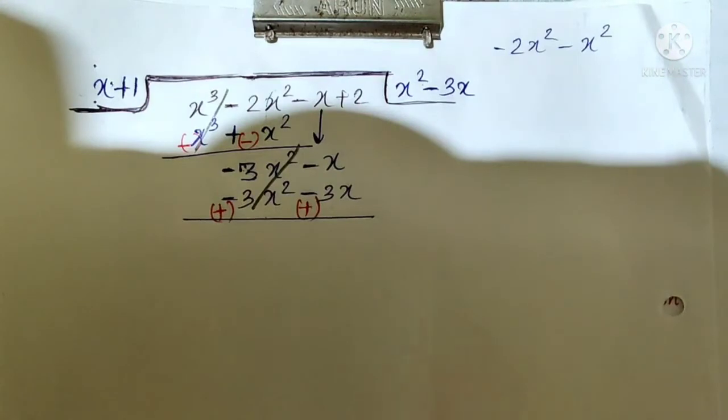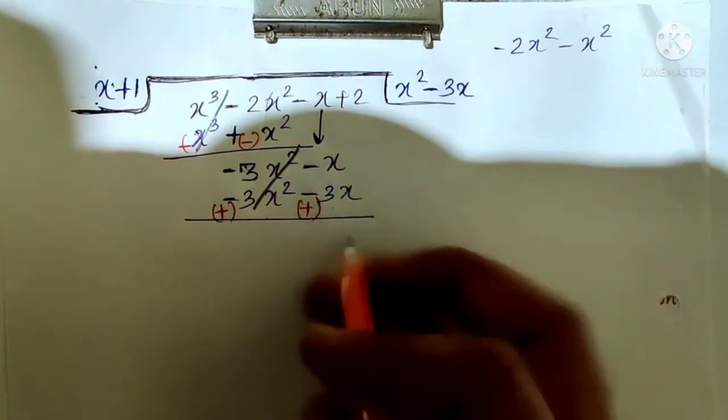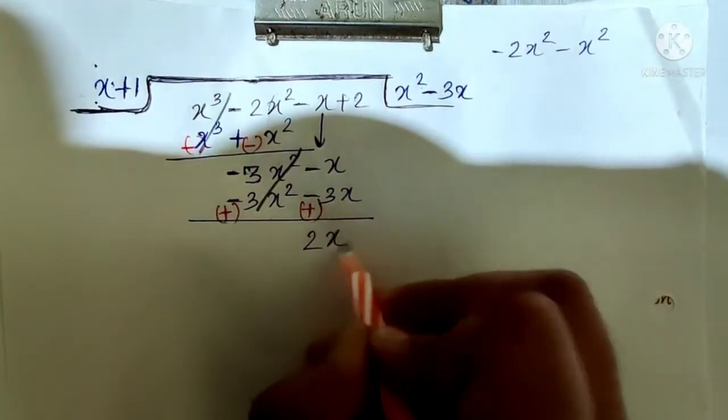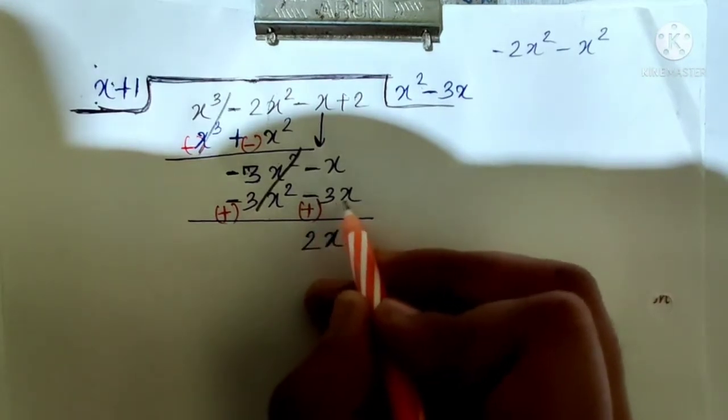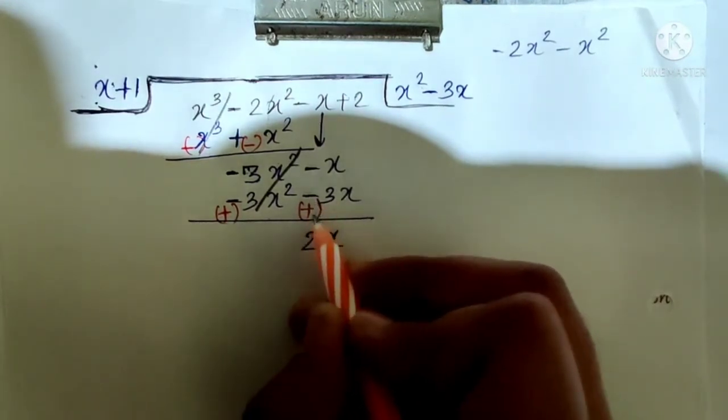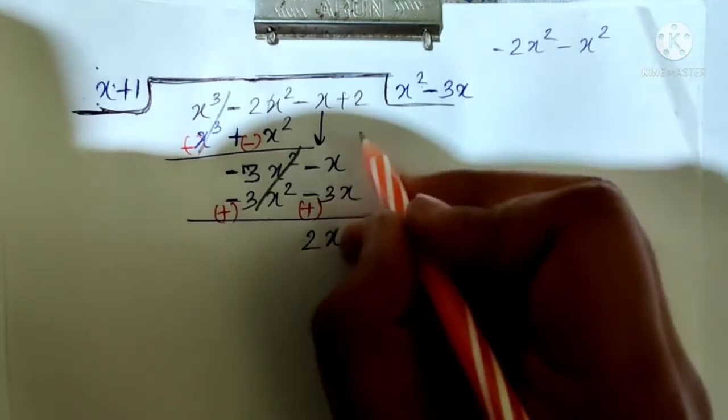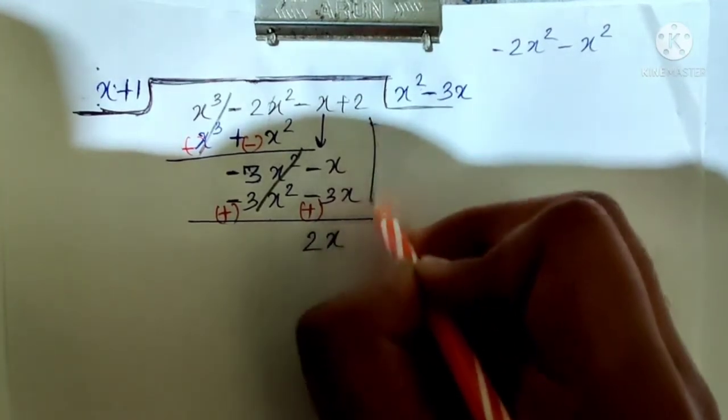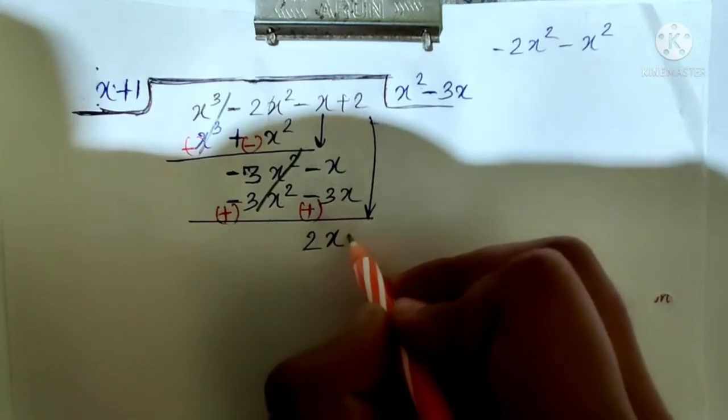Both are the same variable, same term. So 3x minus x. How much left? 2x. Which sign will come? The 3x sign. What is the sign of 3x? Now plus sign. Don't say minus. Now it becomes plus. So plus 2x left. Now what will come downside? This 2 will come downside. So what is that? Plus 2.